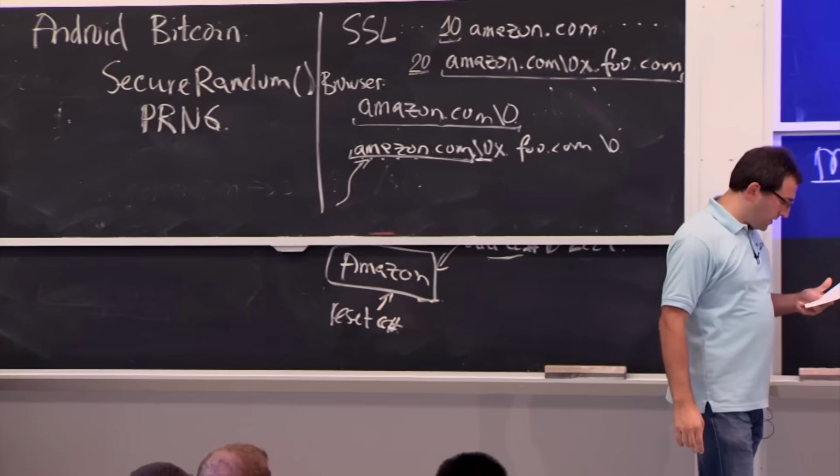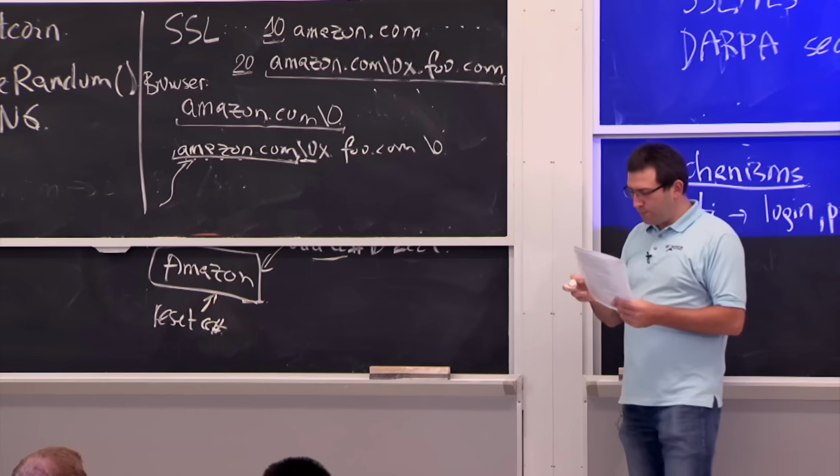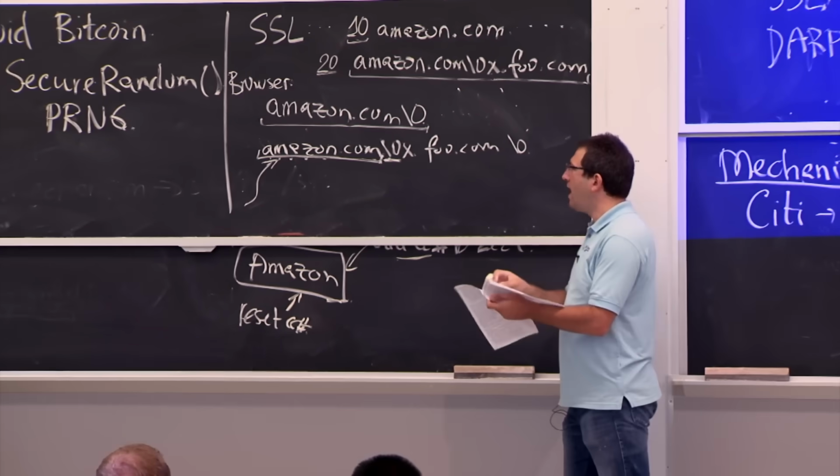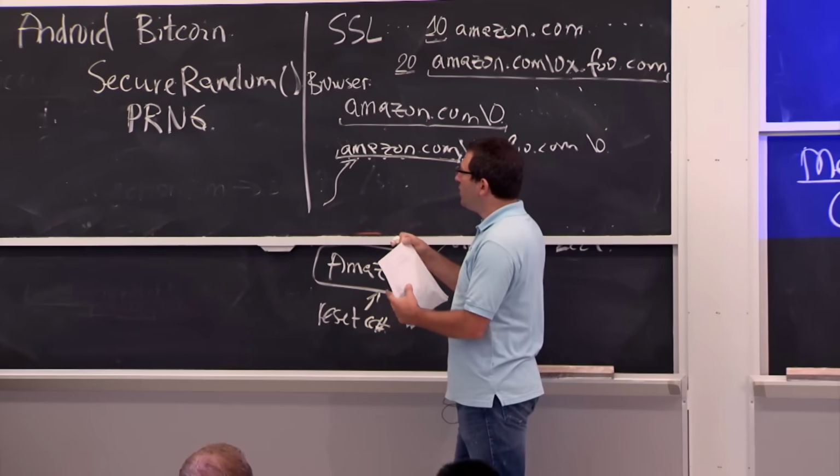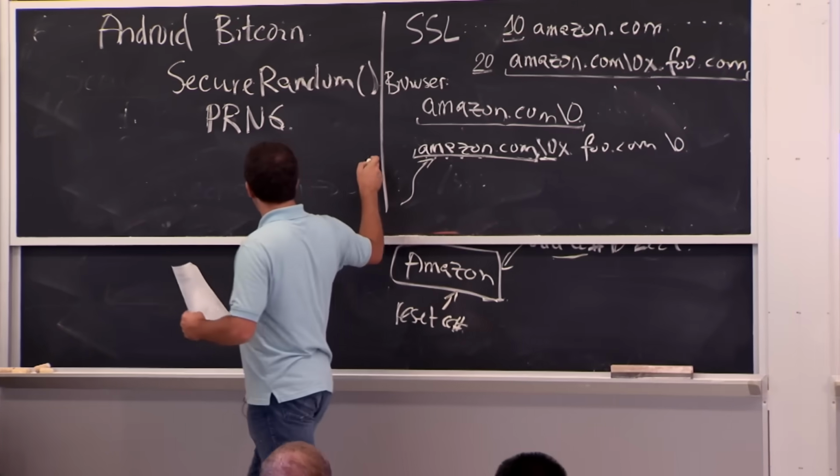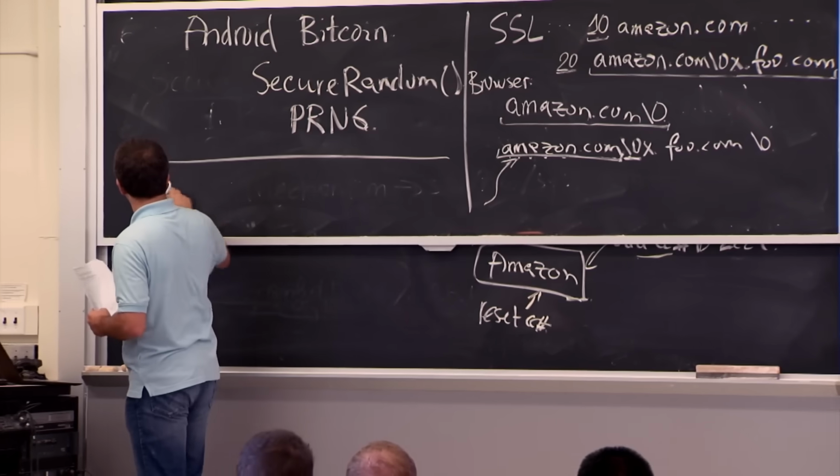All right, so maybe the last example of mechanism failure I'm going to talk about today, it's a reasonably popular one, is this problem of buffer overflows.